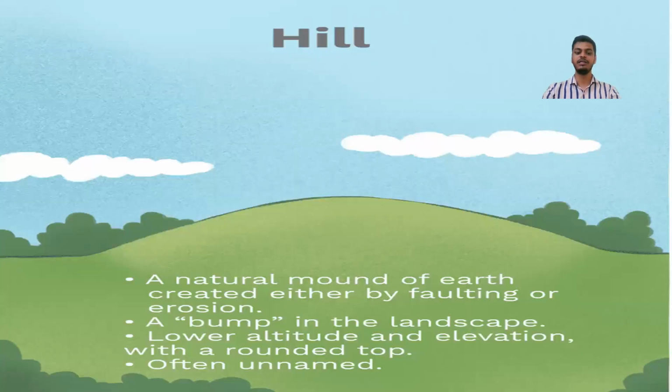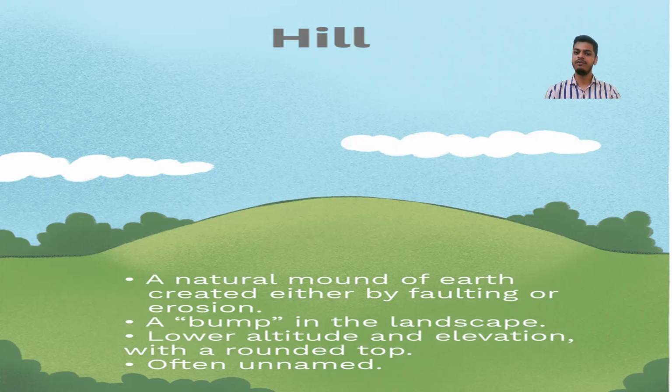The next one is the hills. What are hills? A natural mound of earth created either by faulting or erosion. A bump-like structure in the landscape, with lower altitude and elevation and a rounded top, often unnamed. There are various hills across the world, but they do not have a specific name like mountains. You can name some of the mountains like Mount Kailash, Mount Everest, Mount Kilimanjaro, but this is not the case with the hill.